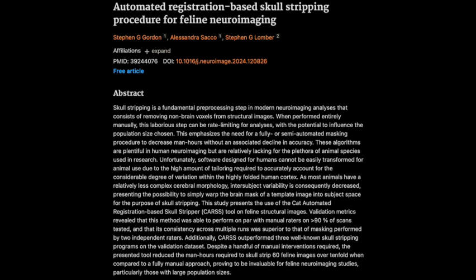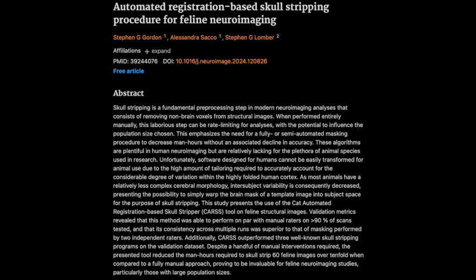Out of the 60 scans they used for this part of the validation, only 5 needed any manual corrections at all. And those corrections took significantly less time than it would have taken to manually segment the entire brain from scratch. We're talking about a difference of hours versus minutes. That's a game changer for research efficiency.